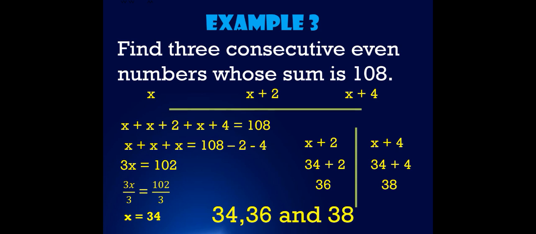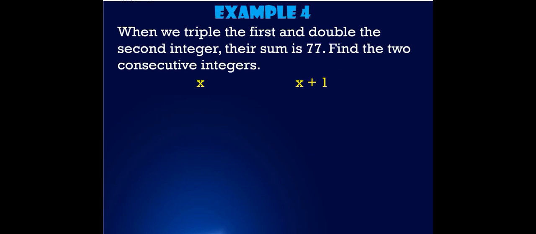So, tama. Puro siya even numbers and sunod-sunod rin siya. So, dapat daw ang total nila ay 108. 34 plus 36 plus 38, pag inadd natin is 108. So, we have the right answer again. Next, for our example number 4, when we triple the first and double the second integer, their sum is 77. Find the two consecutive integers. Since consecutive integers yung pinag-uusapan natin, represent lang ulit natin siya si x and si x plus 1.